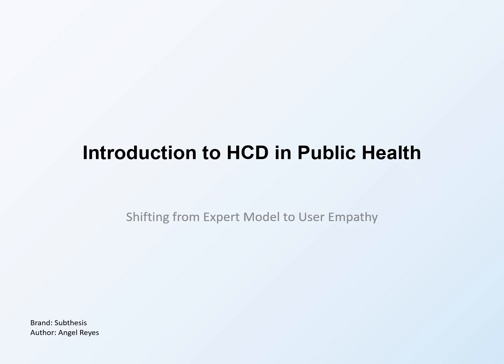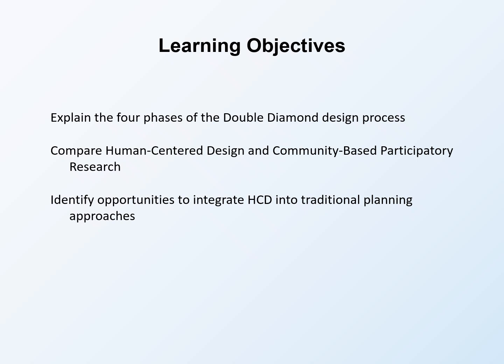The people we're trying to help know things we don't, and if we design with them rather than for them, our interventions will be more effective and more sustainable. By the end of this lesson, you'll accomplish 3 objectives. First, explain the 4 phases of the double diamond design process. This is the core framework of HCD, and understanding it will structure our work this week.